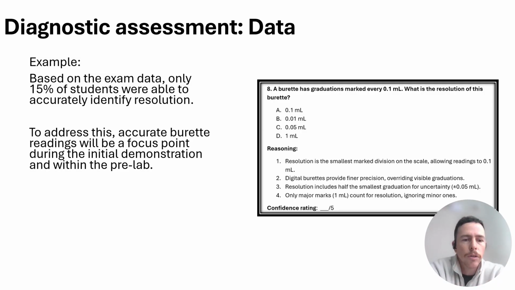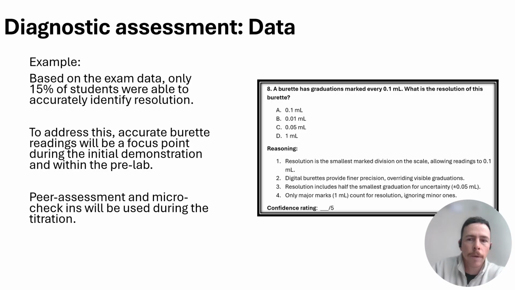There'll be a focus point during the initial demonstration and within the pre-lab questions as well. So we'll really make sure that students know what they're looking for when they're doing the practical. We'll use peer assessment and micro check-ins during the titration stage of the practical.